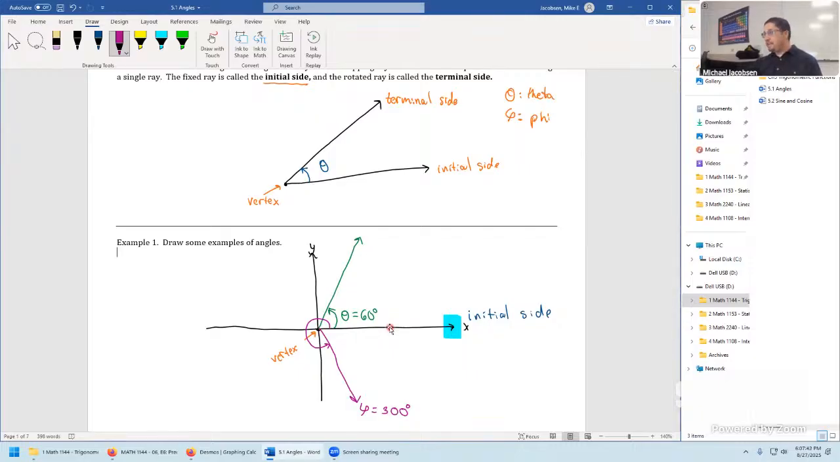But those are just some common angles that a lot of us are used to writing down, visualizing and thinking about. And this is just a mathematical definition of how you define angles in the very first place. Any questions at the moment, folks, with this example here?